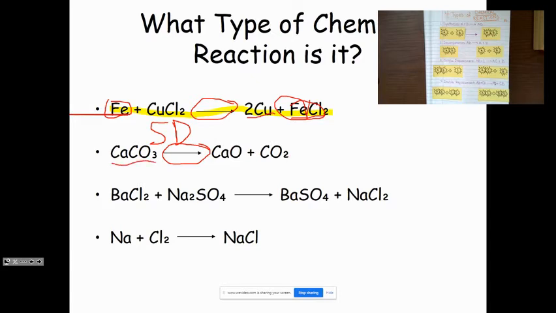All right, moving on to our next one. We have CaCO3, a reaction sign or yielding sign, and now we have CaO plus CO2. Looking at this one, I see that we're starting out with a complex compound. Then after the reaction, we break that up into 2 different parts. Because of that, I know this is decomposition.